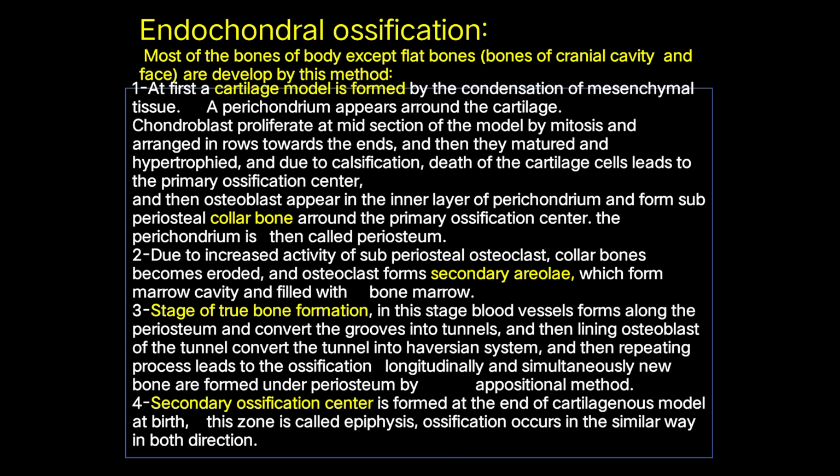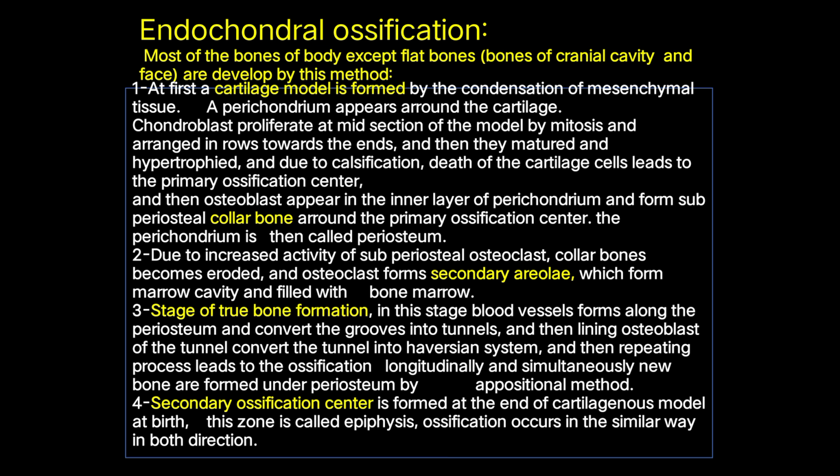Now we will see it in detail. Most of the bones of the body except the flat bones, meaning the bones of the cranial cavity and the face, are developing by this method, that is endochondral ossification. At first, a cartilage model is formed, in this case by the condensation of mesenchymal tissue, and the perichondrium appears around the cartilage, and the chondroblasts proliferate at the midsection of the model by mitosis and arrange in rows towards the end. So what is happening?